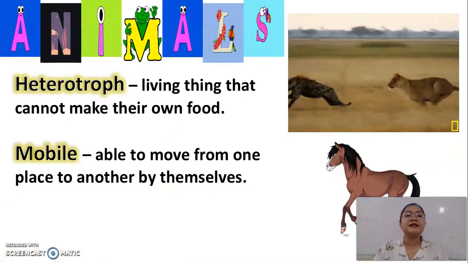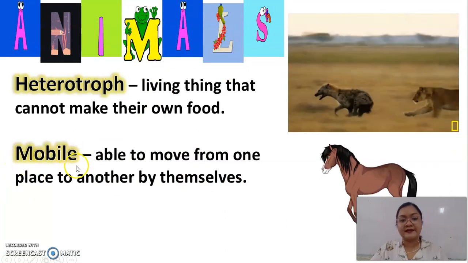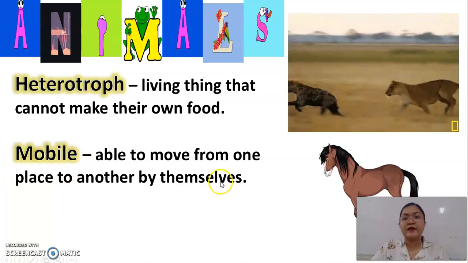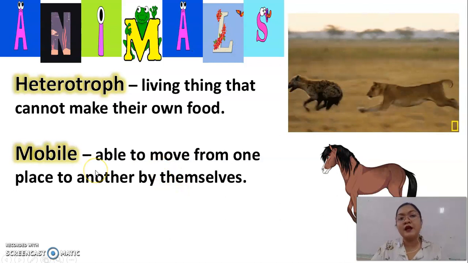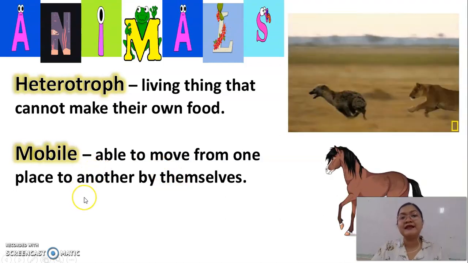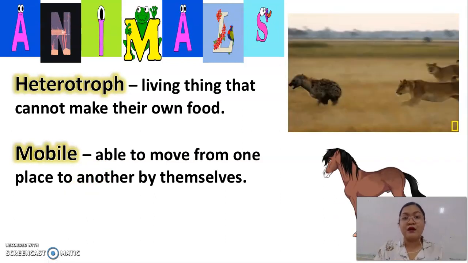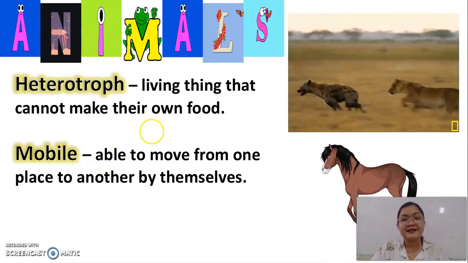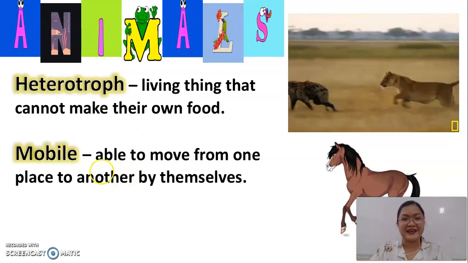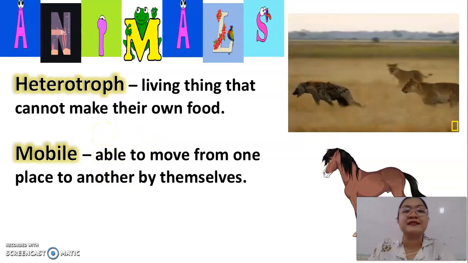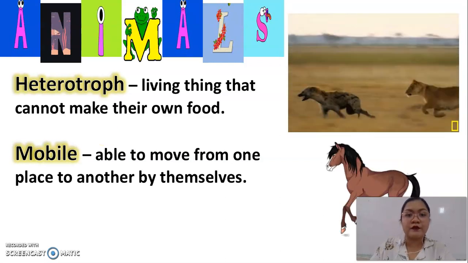And for the last one, animals are also called as mobile. Okay, when we say mobile, these are the living things that can move. They can walk, they can run, and they can jump, sometimes fly. Okay, very good. Again, when we say mobile, these are the living things that can move.